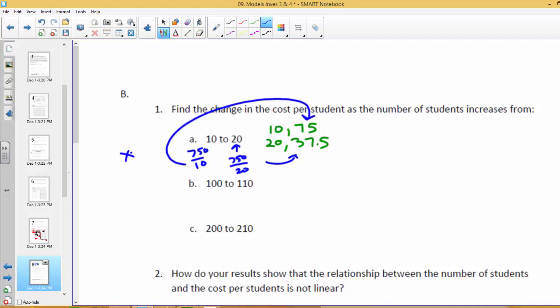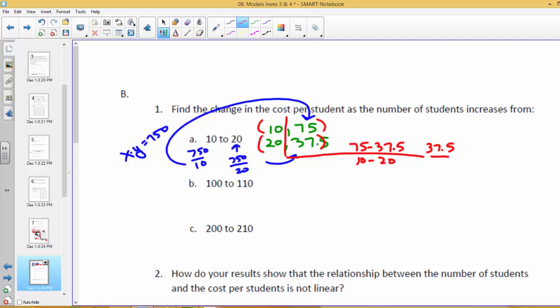Because remember, x times y is always equal to 750. All right, so these are your two ordered pairs, and you're going to find your slope. So you're going to drop that little line. And 75 minus 37.5 is 37.5. And 10 minus 20 is negative 10.